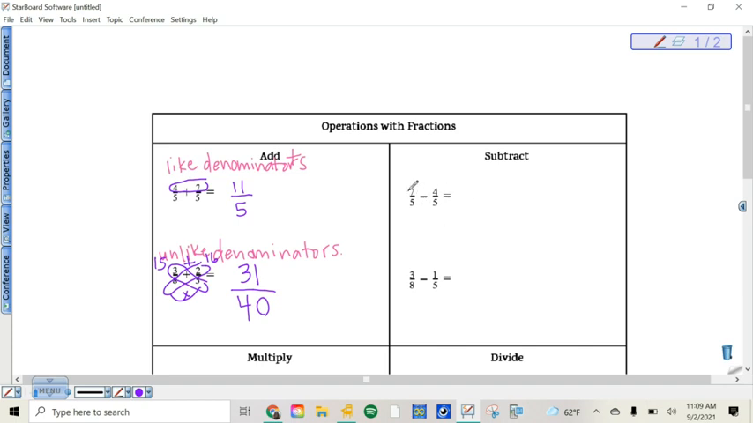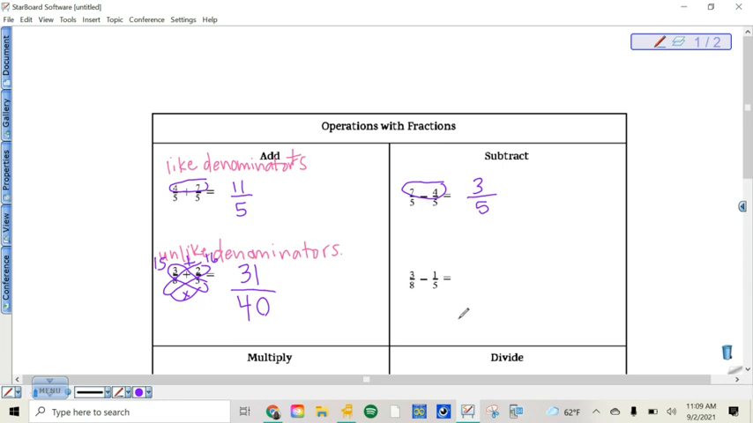So yeah, this top one is again like denominators. We just have to subtract the numerators. So what's 7 minus 4? 3. That's okay. And what does my denominator become? Yeah, it just stays at 5 because these are like denominators. They just stay the same.